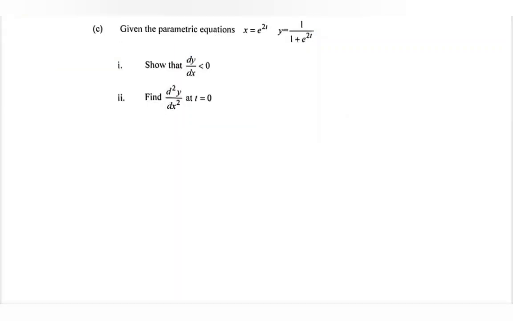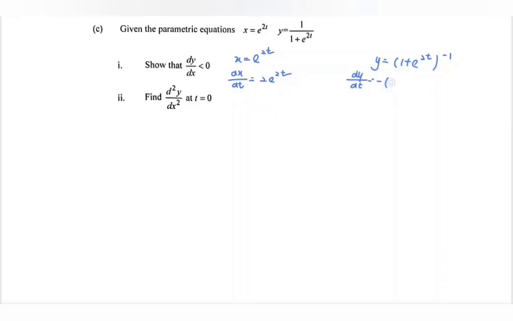Hello everyone, in this video I'm going to discuss the example for parametric differentiation. Kindly refer to the question: given the parametric equation, x equals e to the power 2t. Then for y we need to do some modification: y equals 1 plus e to the power 2t, to the power negative 1. Continue. Differentiate x with respect to t, then we will have 2e to the power 2t. Differentiate y with respect to t.